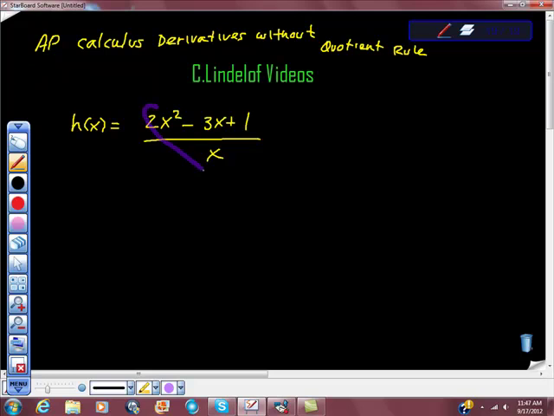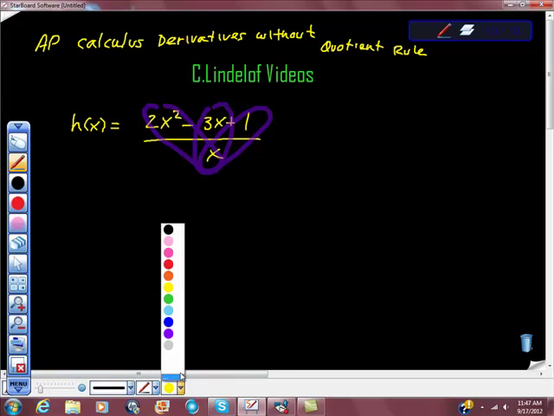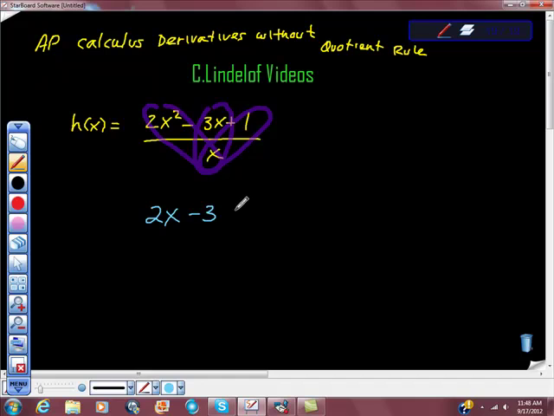So what I'm doing is this. I'm looking at this piece right here, then I'm going to simplify this piece right here, and then this piece right here. Is that all right? So this is what I think I have. We have 2x squared over x is what? It's just 2x. Negative 3x over x is negative 3. 1 over x is positive x to the negative first power.